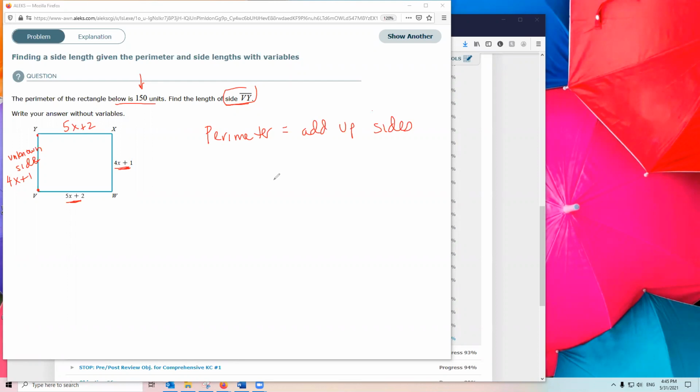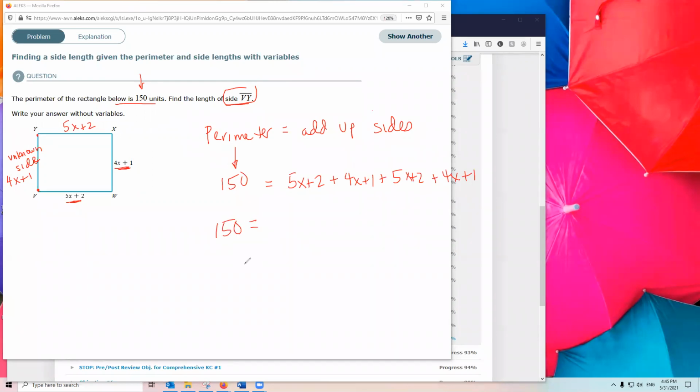So I'm going to do that. I'm going to add up the sides. I have one side is 5x plus 2. Another side is 4x plus 1. The bottom is 5x plus 2. And the last side is 4x plus 1. And this has to all equal 150 because they told us the perimeter is 150.